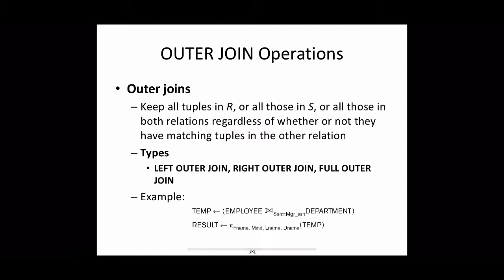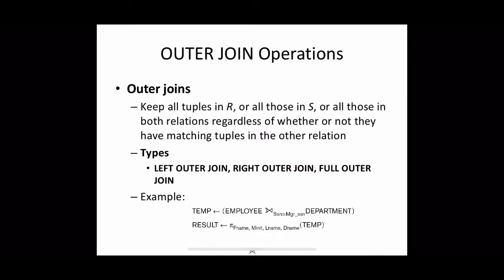A set of operations called outer join were developed for the case where the user wants to keep all the tuples in R, or all those in S, or all those in both relations in the resulting join, regardless of whether or not they have matching tuples in the other relation. So for such operations we are using outer join. Different types of outer joins are there, depending on which tuples we have to preserve: left outer join, right outer join, full outer join, etc.